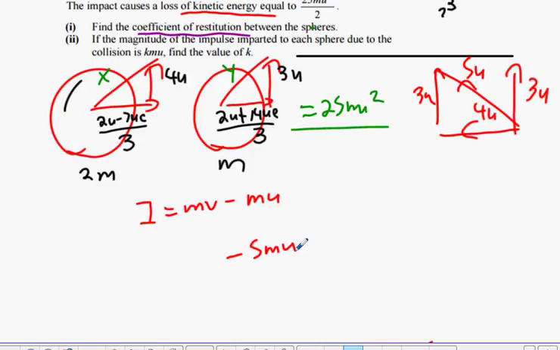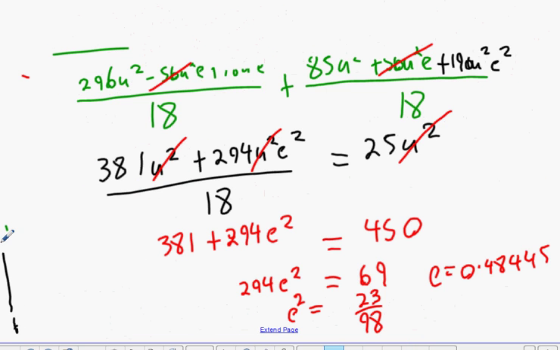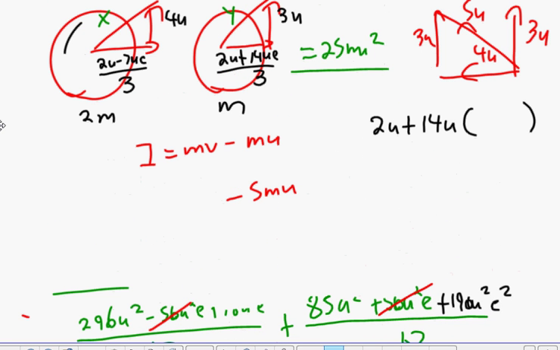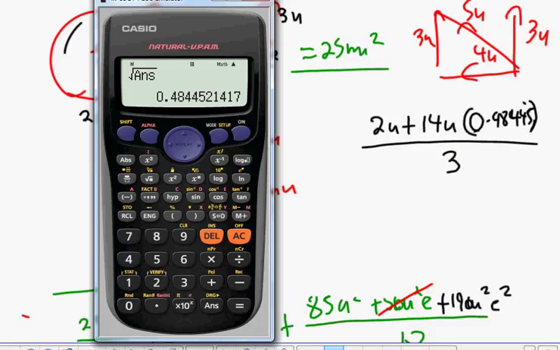Now what is its initial velocity? So we're going to put in our e value, aren't we? And then do Pythagoras' theorem, which isn't going to be any fun whatsoever. So it's going to be 2u plus 14u. What's our e value again? We'll just put in the decimals at this rate. 0.48. 1.4. Was it 0.48445? And then on the bottom, over 3. I'm going to ignore all the u's.